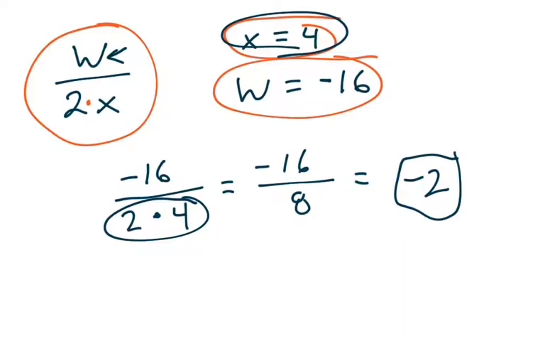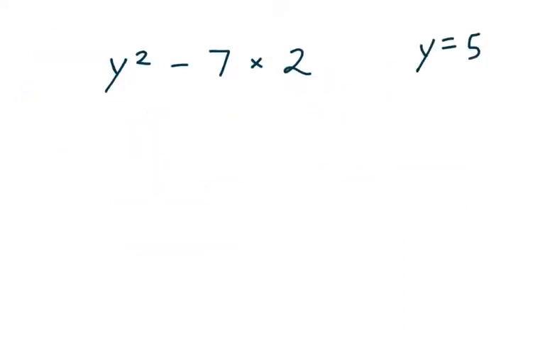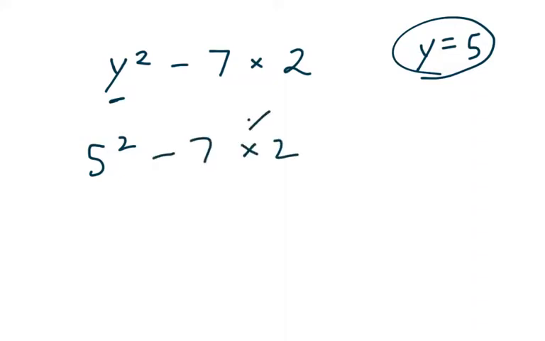All right, let's try another one. Guys, I recommend you pause the video and try it yourself and then watch me do it. So this one, we're only given one missing variable, y, and we're told y is 5. Okay, let's plug in 5, right? So we have 5 squared, 5 to the 2 power, minus 7 times 2. Now normally, guys, times will be shown as a dot, but sometimes they still use little x.